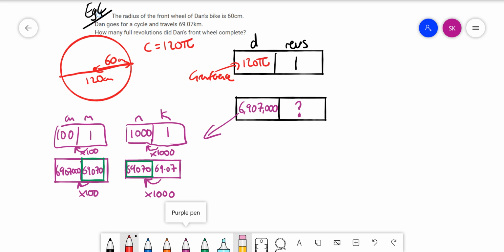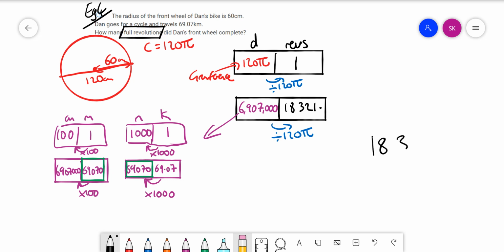So last thing we've got to do is find the connection. Divide by 120 pi, divide by 120 pi. Get my calculator out. 6,907,000 divided by 120 pi is equal to 18,321 point some stuff, but it's asking for full revolutions, so the number of complete revolutions is 18,321.